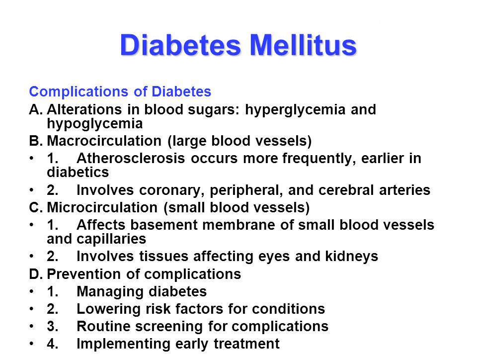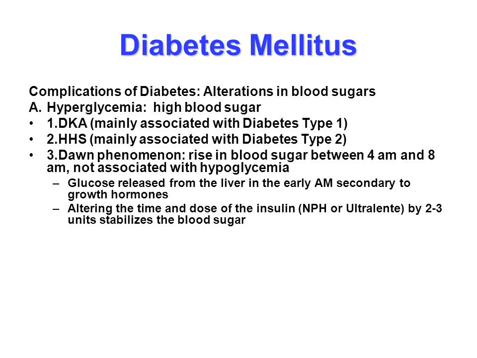D. Prevention of complications. 1. Managing diabetes. 2. Lowering risk factors for conditions. 3. Routine screening for complications. 4. Implementing early treatment. Diabetes mellitus. Complications of diabetes, alterations in blood sugars. A. Hyperglycemia, high blood sugar. 1. DKA, mainly associated with diabetes type 1. 2. HHS, mainly associated with diabetes type 2.